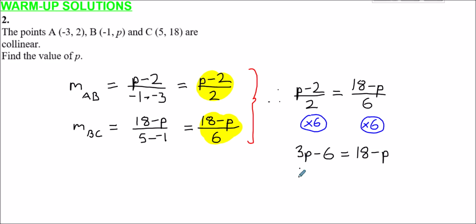If we add p to both sides, we get 4p minus 6 equals 18. Add 6 to both sides now, we get 4p equals 24. Final step, divide everything through by 4, therefore we know that p must equal 6.